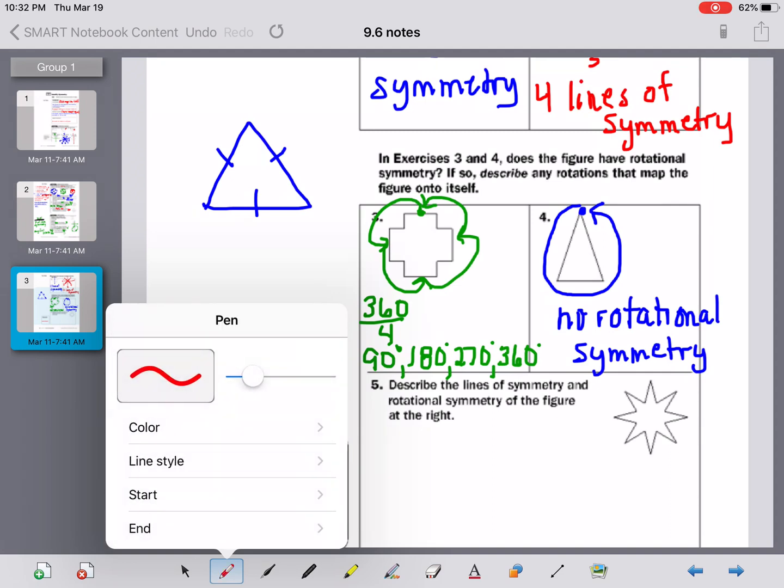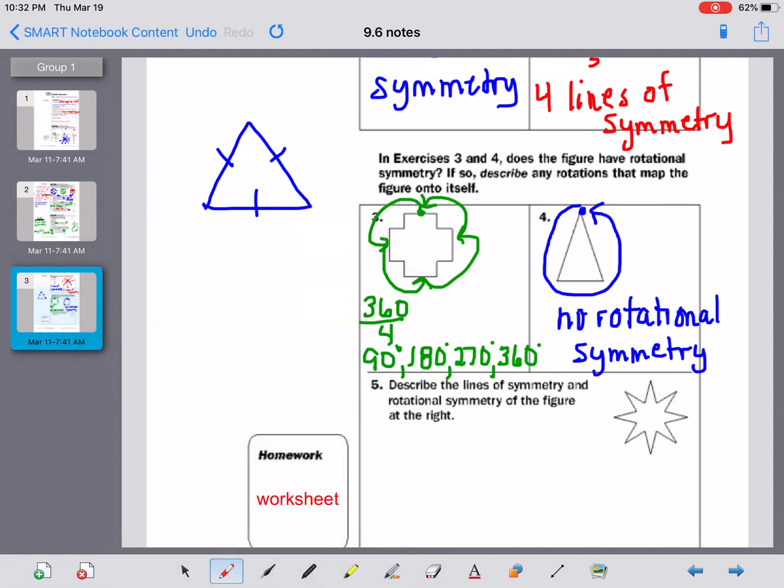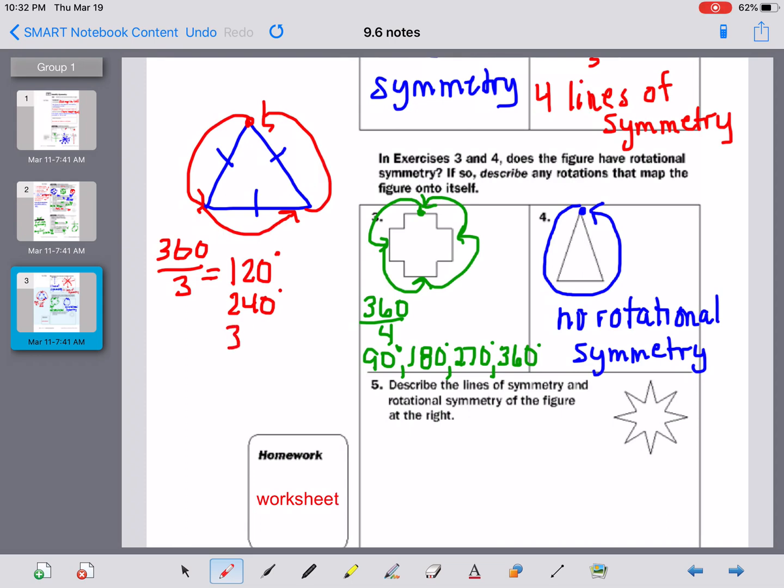And the answer here is yes, I do, because I can take this vertex and move it to here, and then I can move it to here, and then I could move this one to here. So I do have that. So I do my 360, and change to an eraser here. 360 divided by my 3 turns, and I can turn it 120 degrees. 120 more than that is 240 degrees, and 120 more than that is 360 degrees. So that one does have rotational symmetry.